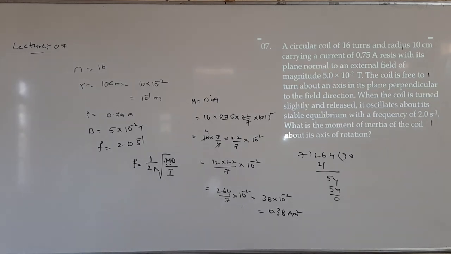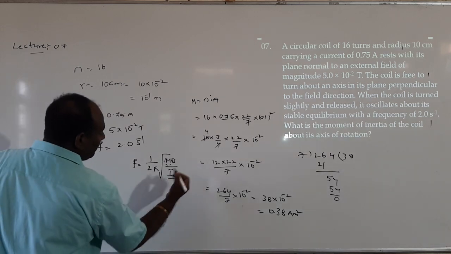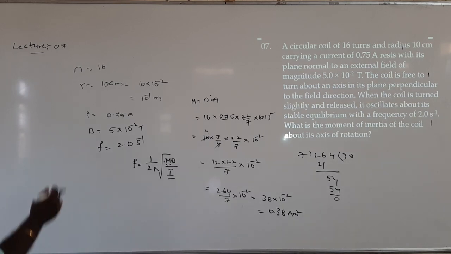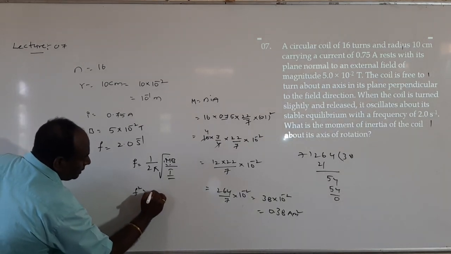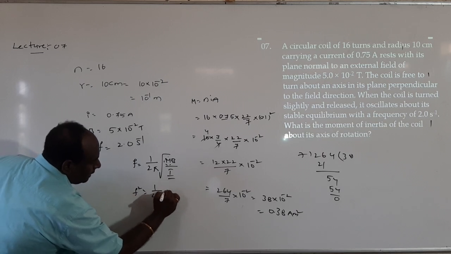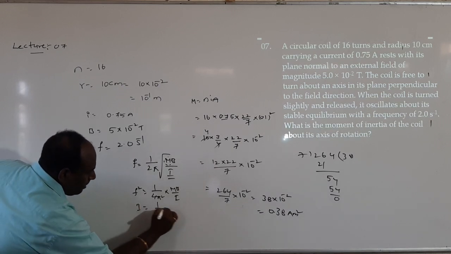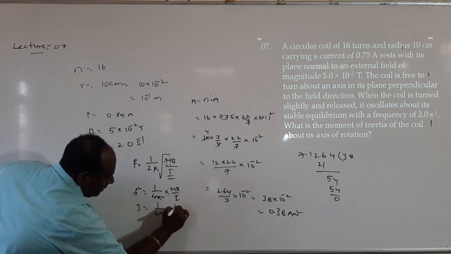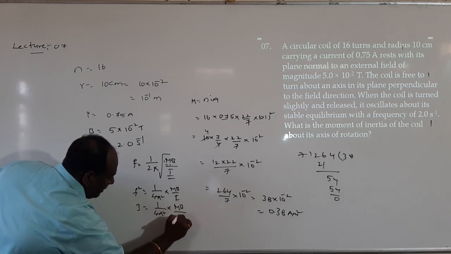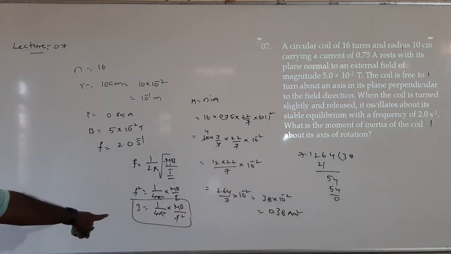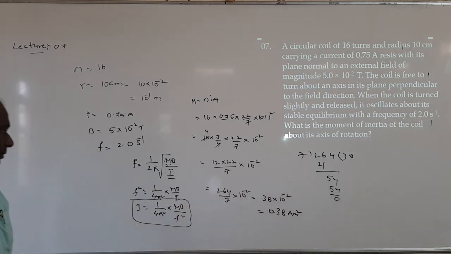But what we want is to find the value of I from the frequency. For that, what am I going to do? Up here, I am squaring this equation. If you square this equation, f square is equal to 1 by 4 pi square into mB by I. So isolating I, I is equal to 1 by 4 pi square into mB by f square. Now I want to substitute all the values in this equation.